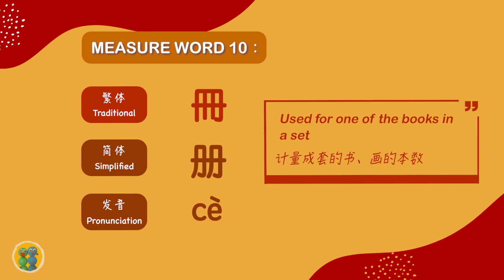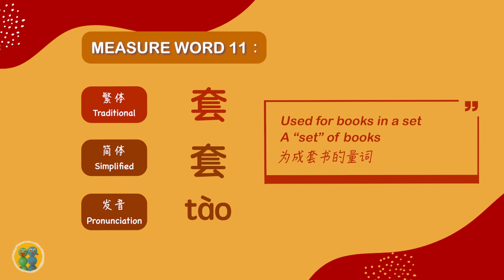We'll talk about the 10th measure word and the 11th measure word together. The 10th measure word is 册, used for one of the books in a set. The 11th measure word is 套, used for books in a set. It's a set of books.